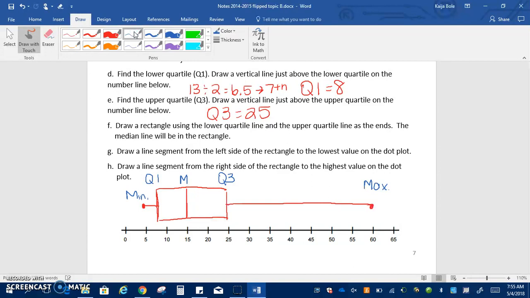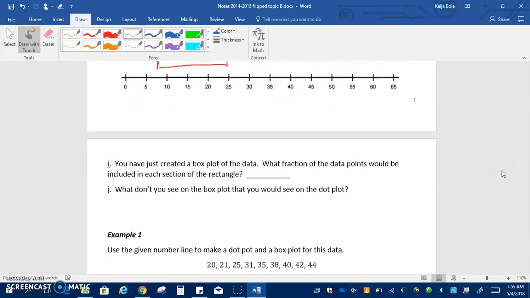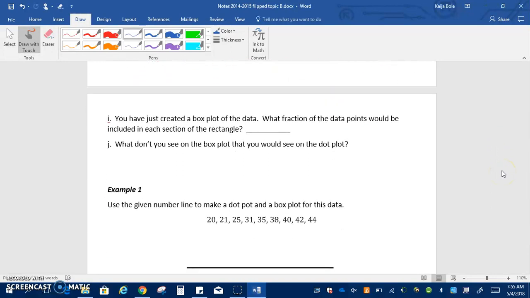Okay, and that is your box plot. Alright, so go ahead and flip the page. It says you've just created a box plot of the data. What fraction of the data points would be included in each section of the rectangle? So we talked about quartiles in a different lesson. We know that would be 1/4 of the values.